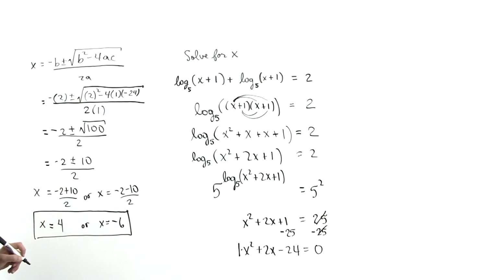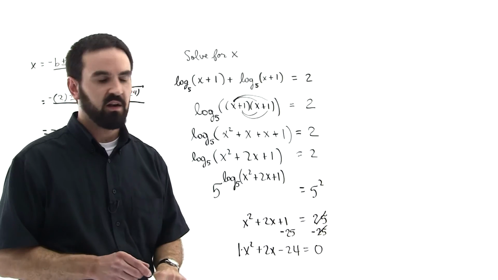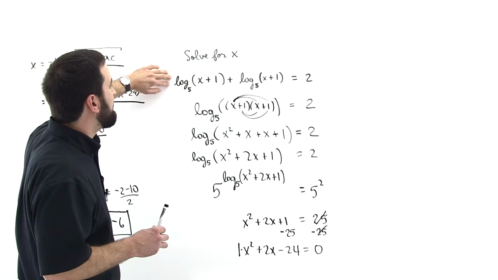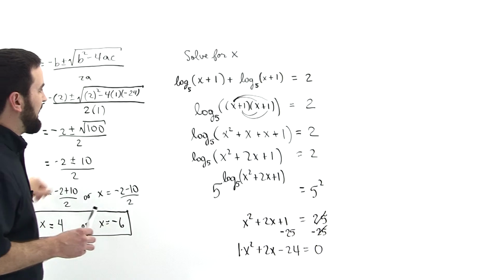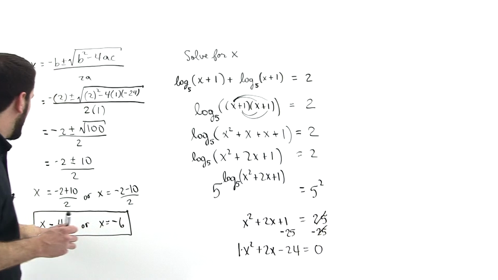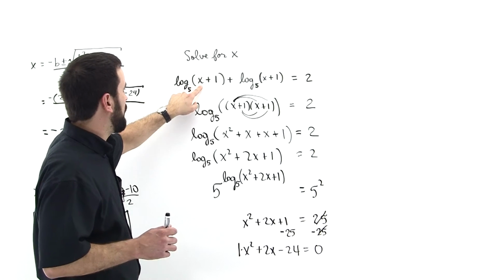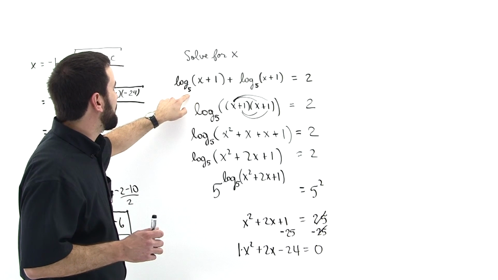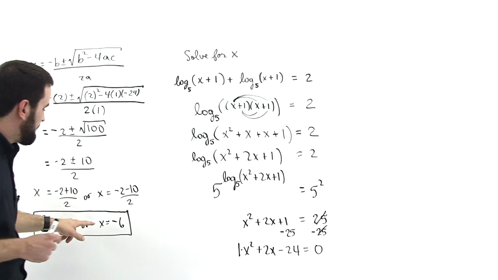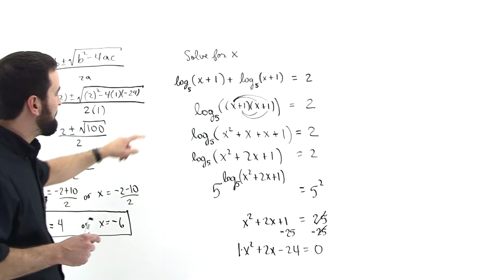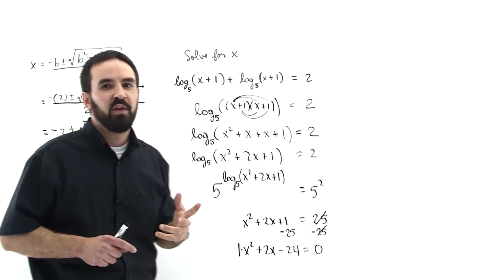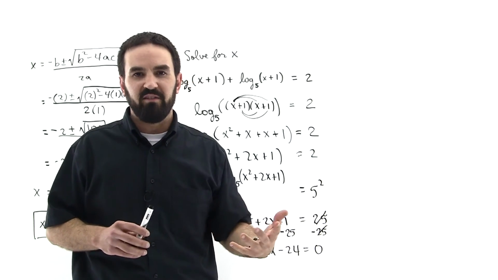Now, we have one more thing to check. Take a look at the initial equality and see that both of these are able to plug in and satisfy this equality. So can we plug in 4? Well, if we plug in 4, we have 4 plus 1, and then the log base 5 of a positive number is certainly some number. But there's a problem with this minus 6, because if we put minus 6 here, we have minus 6 plus 1, which is minus 5. You cannot take the log of a negative number.